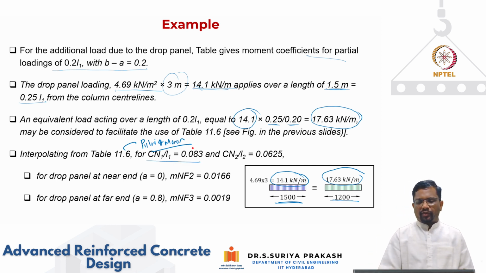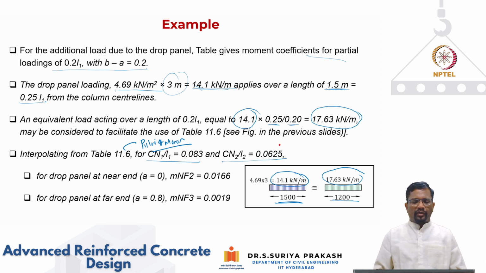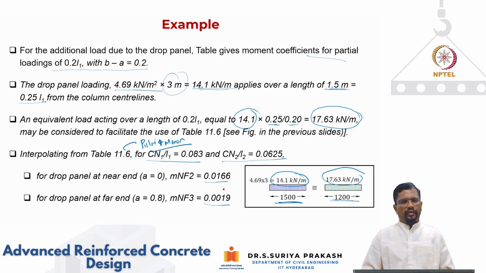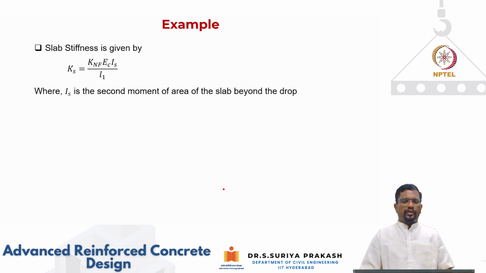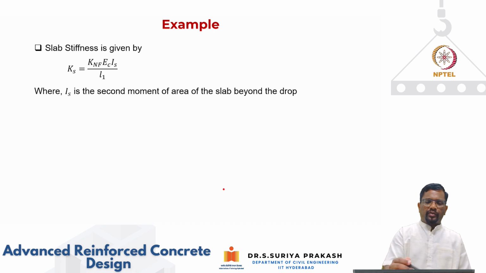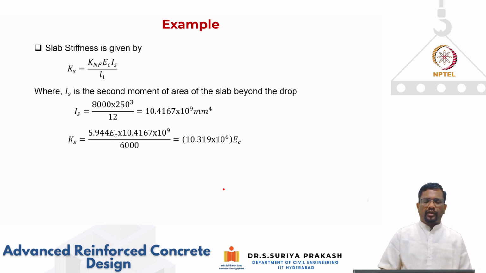So if you take Cn1 by L1 and Cn2 by L2 as 0.0625, then you get your moment coefficients as 0.0166, and for drop panel at far end it is 0.0019. Okay, so now we got all these values. The slab stiffness parameter is now KNF into EC into LS by L1, and you plug in all the values. Moment of inertia is 8 meter width times 250 cube by 12. Ks we worked out to be 5.944 EC, and substitute everything, and you can express in terms of EC like that.